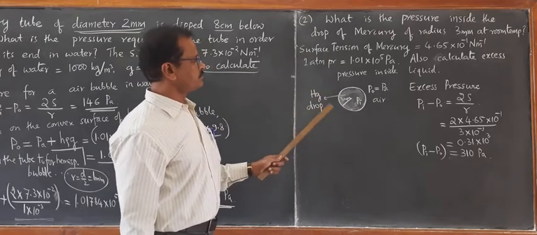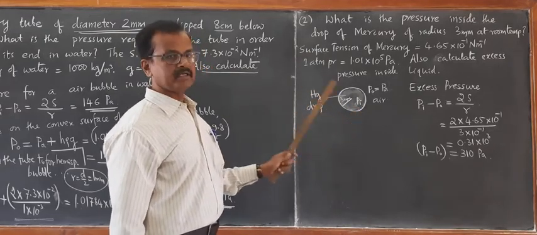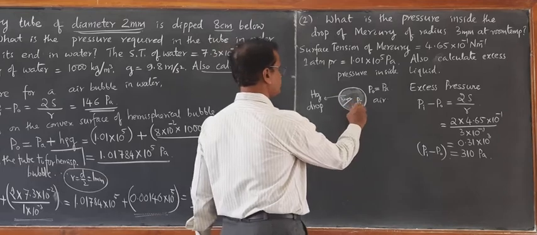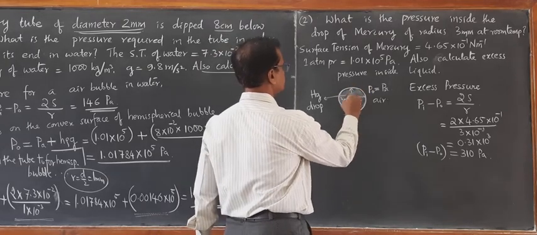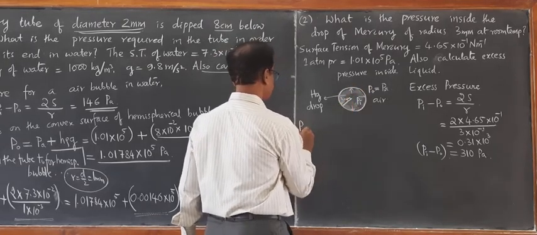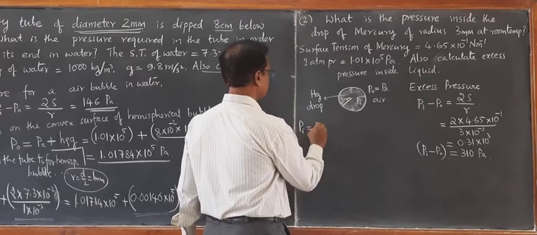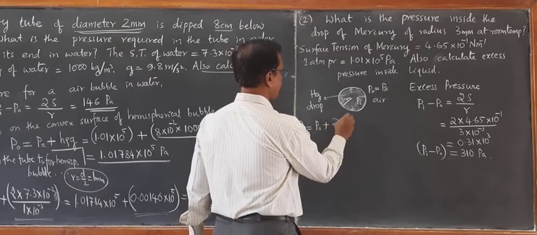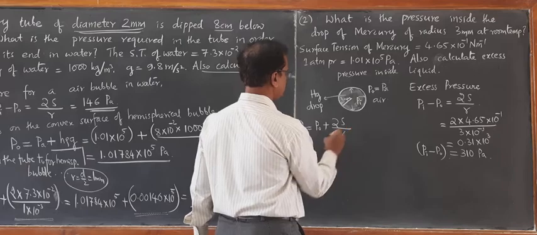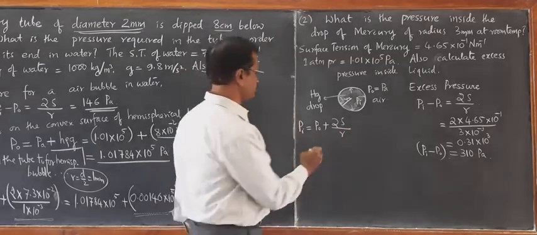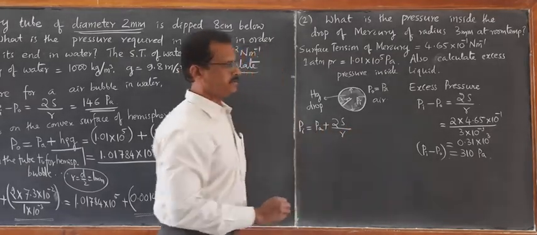Next, what is Pi? Internal pressure. Internal pressure must be greater than the external pressure. So Pi, the internal pressure, is equal to P naught plus 2S upon R. P naught is nothing but atmospheric pressure, PA.